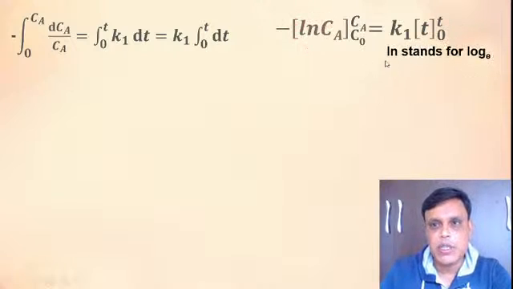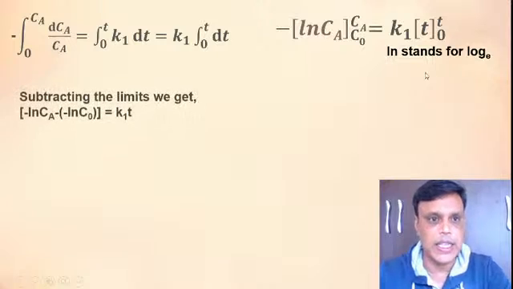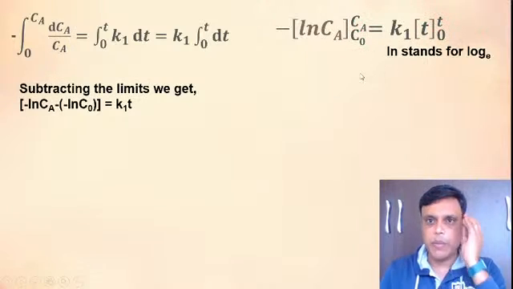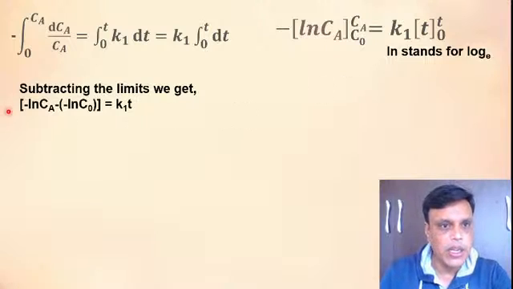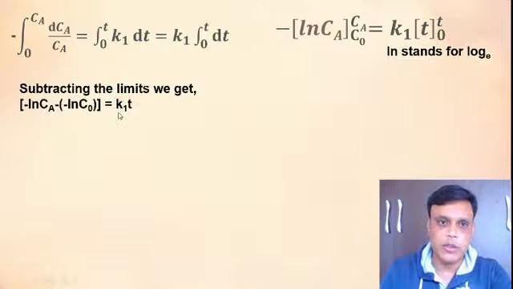So this ln term stands for log to the base e. This ln stands for what? It stands for log to the base e. Then next, after subtracting, we will subtract the upper limit Ca minus C0, here t minus T0. So after subtracting the lower limit from the upper limit, we will get this equation: minus ln Ca minus ln C0 is equal to k1 t, because t minus 0 will give you t.